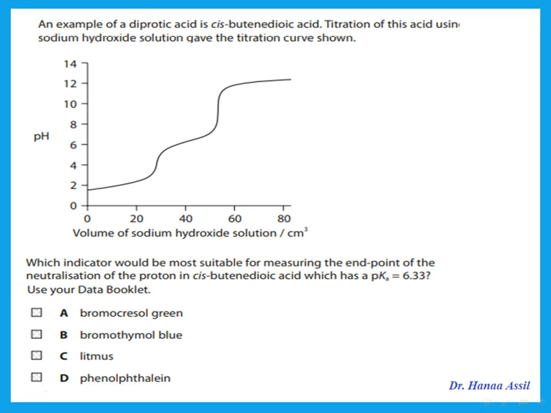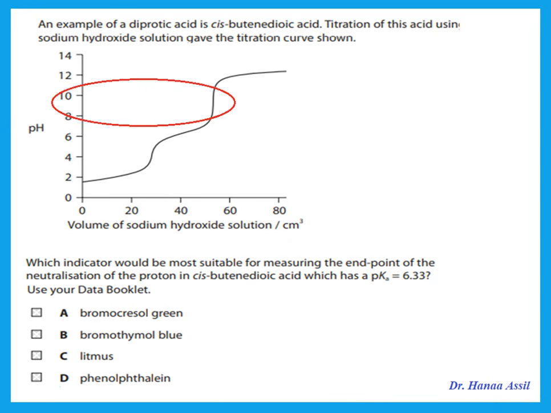This question says an example of a diprotic acid is cis-butene dioic acid. Titration of this acid using sodium hydroxide solution gave this titration curve. Which indicator would be the most suitable for measuring the endpoint of the neutralization of this, with a pKa of 6.33? And he says you need to use your data booklet.